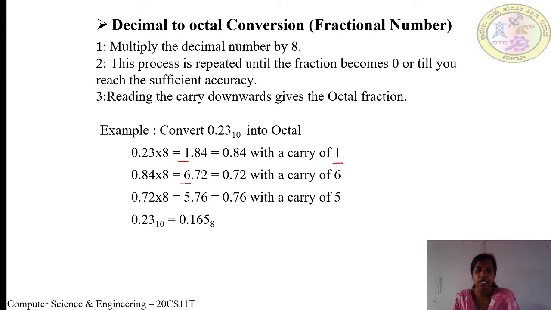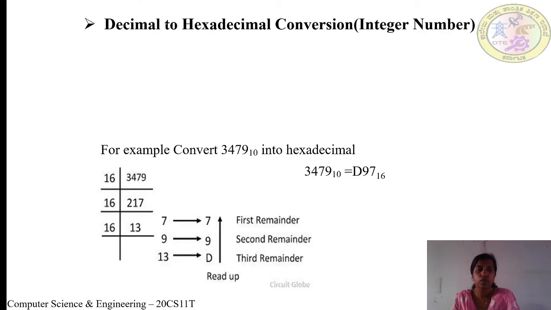Take the value 6 and put as a carry. Next, take the previous value 0.72 into 8 is equal to 5.76. So take the value 5 and put as a carry. Hence here we have stopped multiplying because we have reached some accurate value. So the position of the carries can be read from top position to the bottom position, that is 0.165 base value 8. Next we move on to the conversion between decimal to hexadecimal.